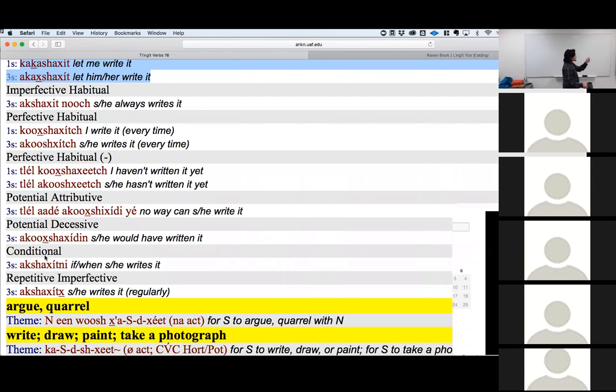And so potential just means might. So you're going to say akuch shehiti, and you're going to see that there's a few different ways. So you see this one, kesh ade akuch shehiti ye, and that means there's no way that she or he can write it. But you could also say gwash akuch shehit, maybe he or she is going to write it. So it's just this really sort of maybe type of thing.